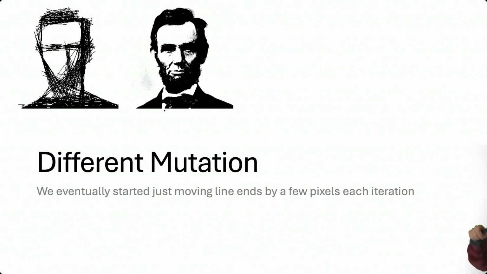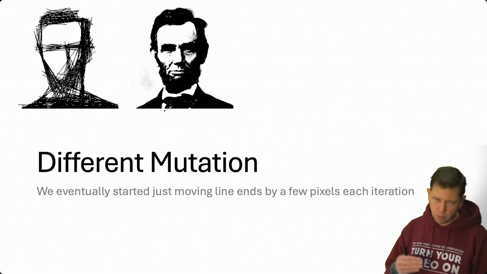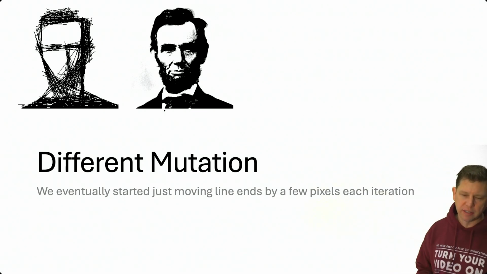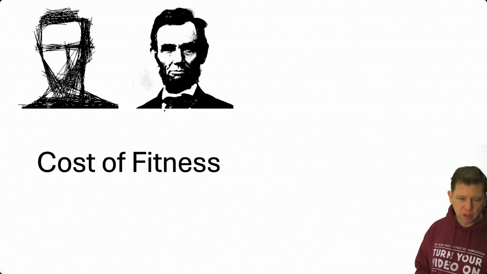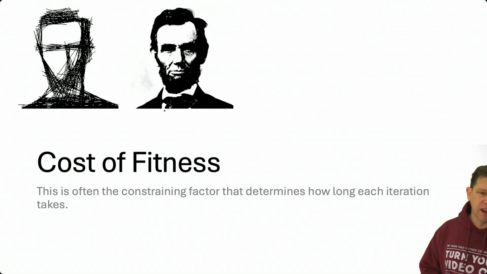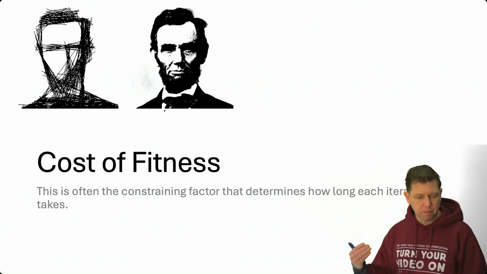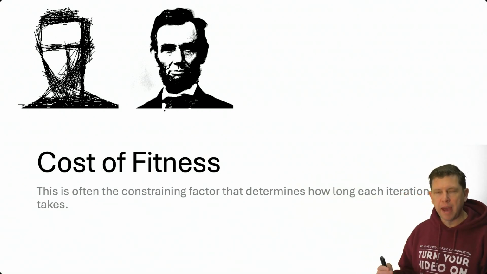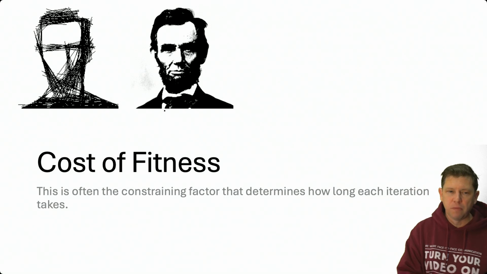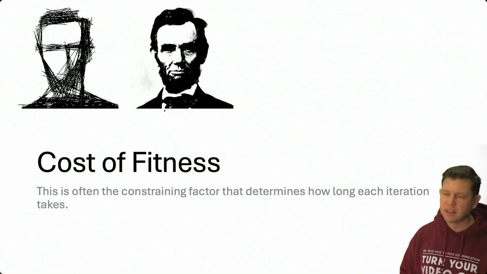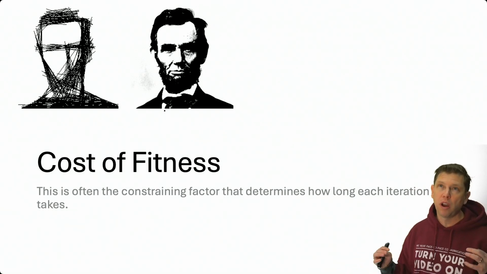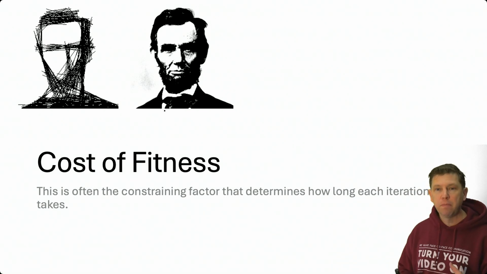We eventually just started moving the line ends by a few pixels each iteration, and it seemed like we were able to make more progress that way. The cost of the fitness, I mentioned, is often the constraining factor that determines how long each iteration takes. My fitness function here doesn't take that long, but imagine you're standing up a physics engine to measure the radio interference between things. Depending on how complex the simulation is, that could be a very significant amount of time.